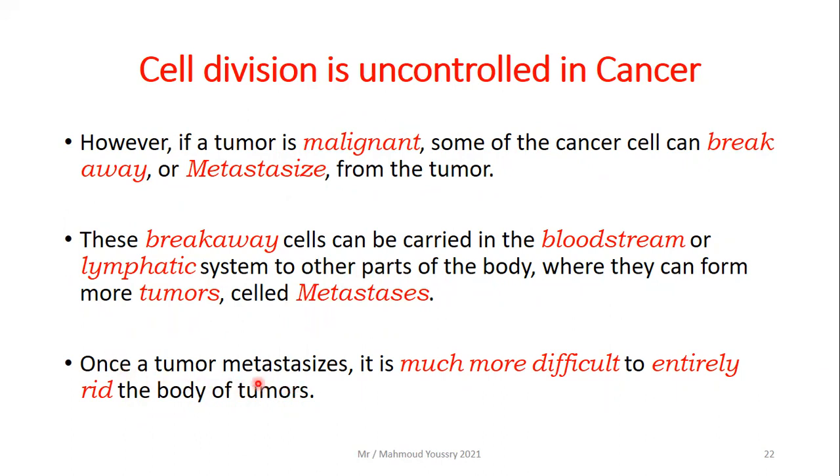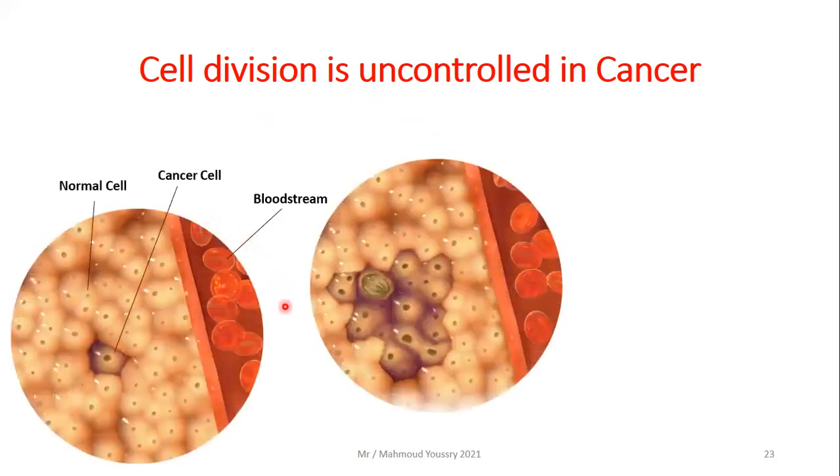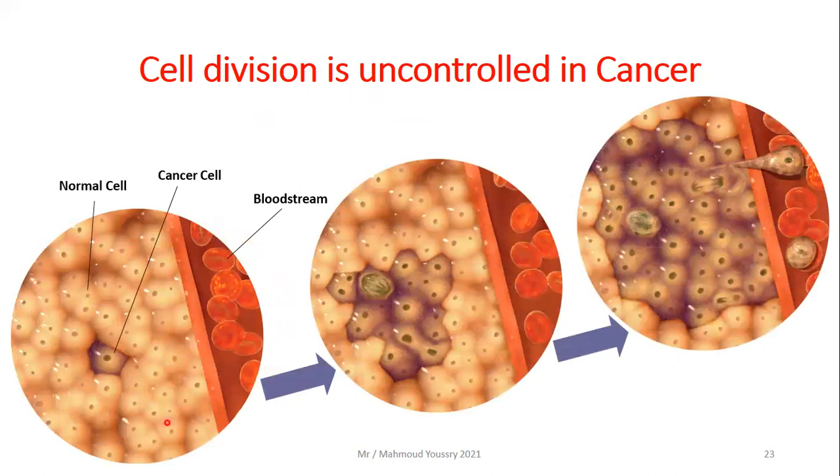Once a tumor metastasizes, it is much more difficult to entirely rid the body of tumor. So we cannot cure or remove the tumors from the body when they metastasize, or this is in malignant tumors. As you can see, this is a normal cell tissue, and there is a cancerous cell. This is the bloodstream. After some time, the number of cancerous cells starts to increase, then some of them move to the bloodstream. This is in case of malignant tumors.